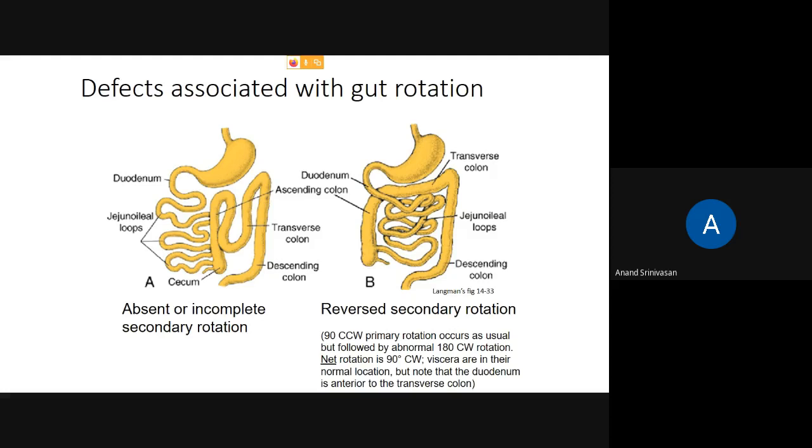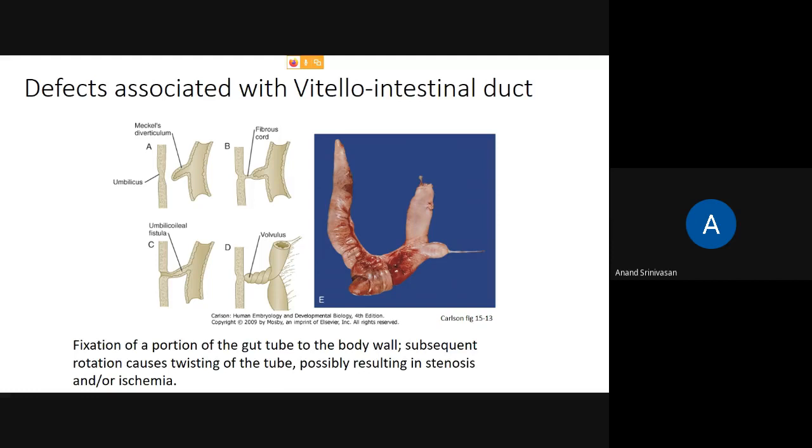Any doubts? Okay, so you might be given pictures and then asked what type of malrotation it is. Here you can see it is non-rotation, and here look for the duodenal position. If it is anterior, it means that it is a reversed rotation. So this is yet another defect.